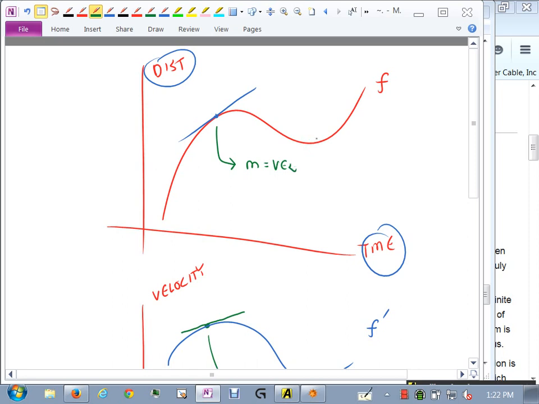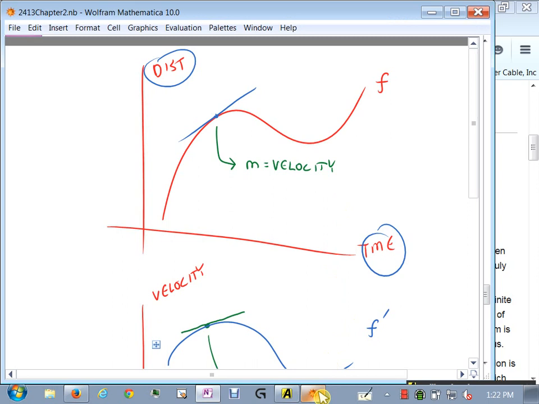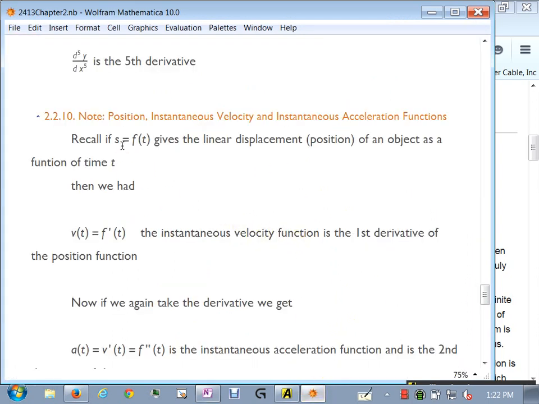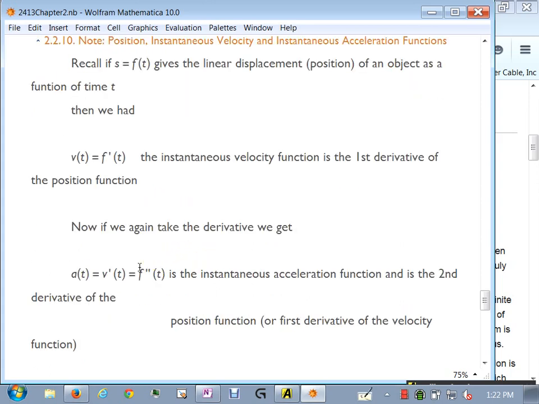And that's what this note is saying here. I just want to give you a visual of it first. If s equals f of t gives the linear displacement or position of an object as a function of time, then the derivative of that function, which we call v of t for the velocity function, is the instantaneous velocity. Now, again, we take the derivative and that creates the acceleration function, a of t, the instantaneous acceleration. Okay?